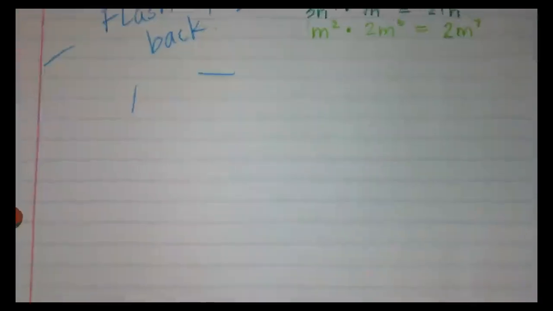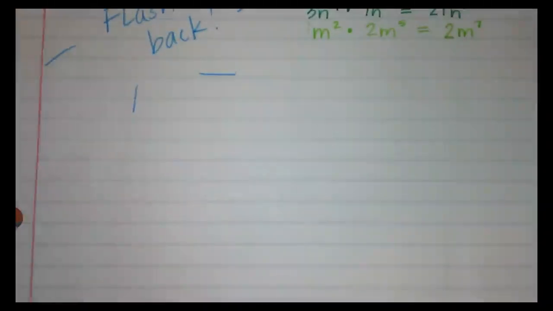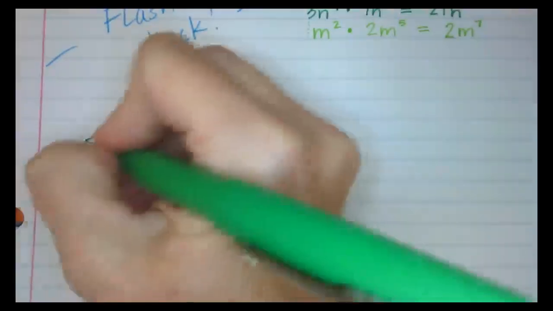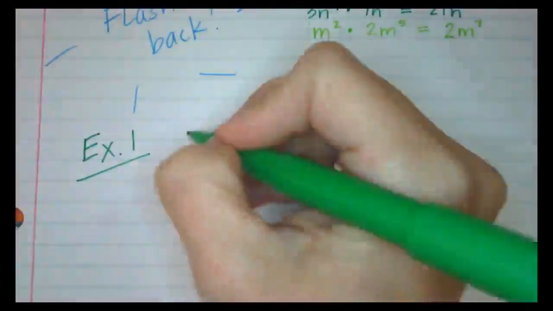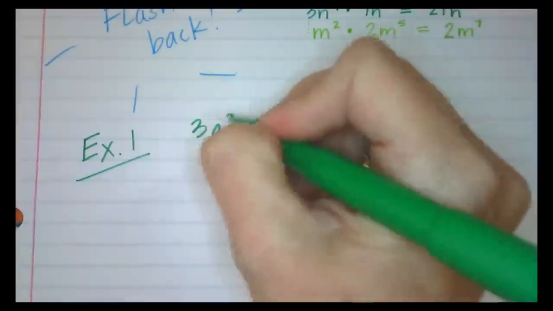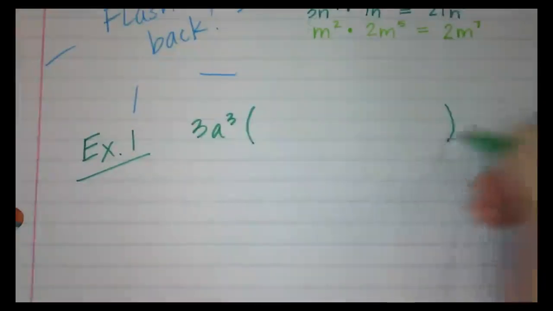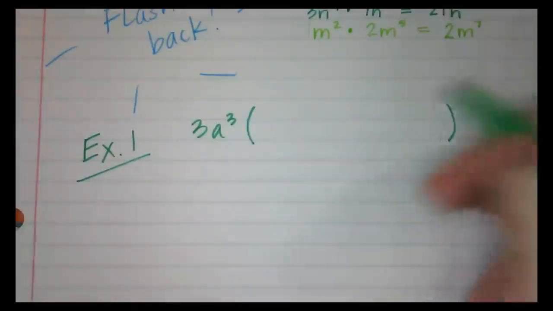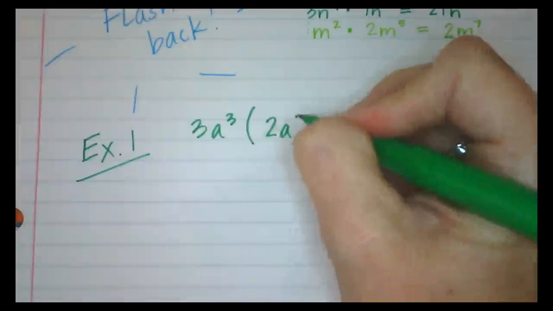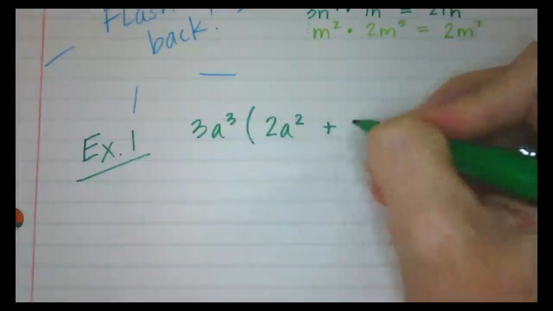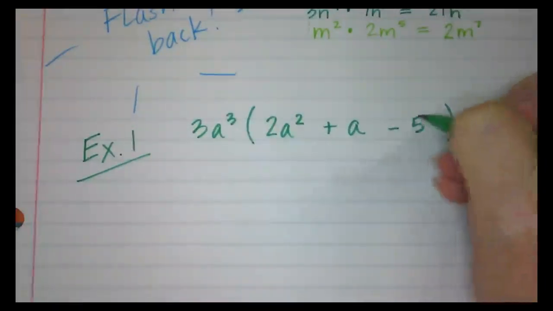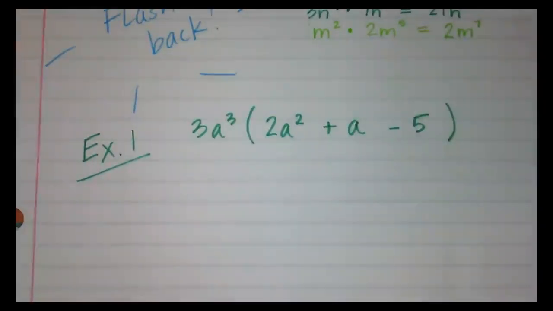Now here we go with multiplying polynomials. We're going to start off multiplying a monomial with a trinomial. Example 1: let's say we had 3a to the third, and let's multiply that with 2a squared plus a minus 5. All of this is the distributive property.